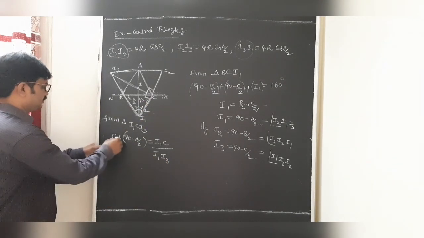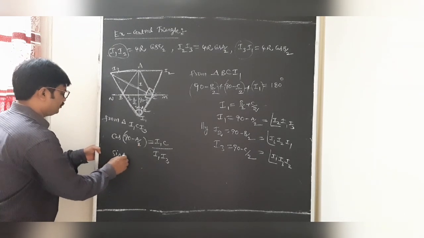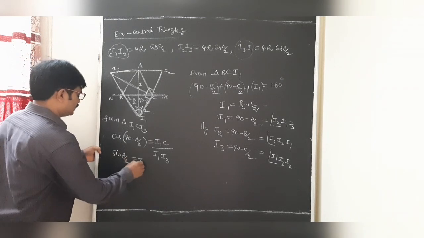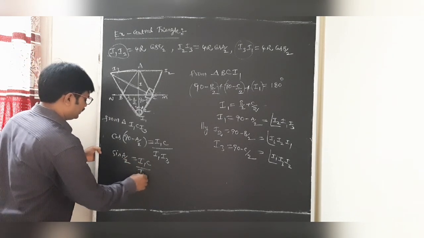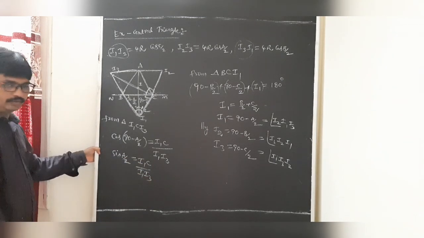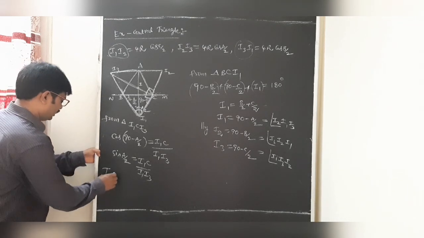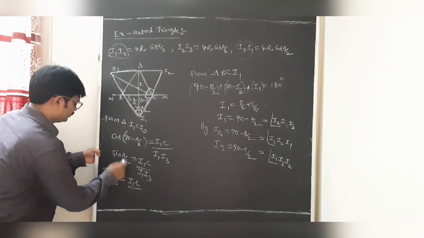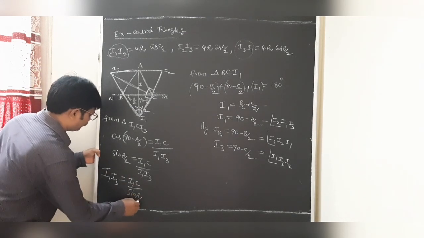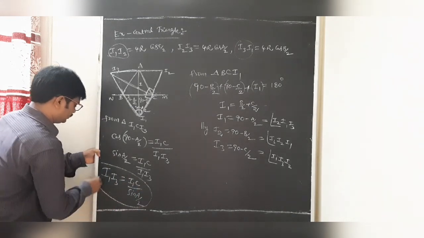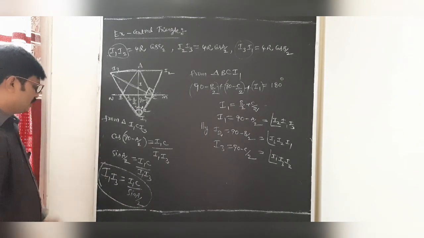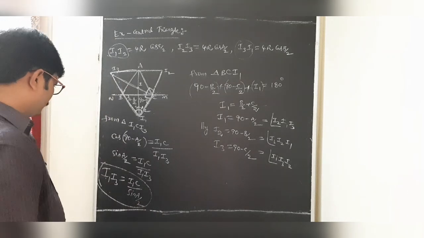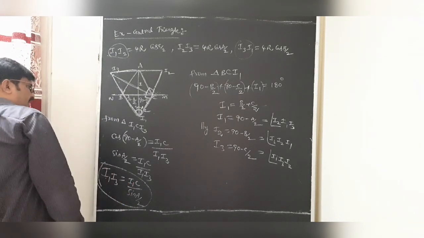From this information, cos 90 minus theta is sin theta, so this is sine of A by 2. So this is I1C by I1 I3. My dear students, we can write I1 I3 equal to I1C by sine of A by 2. Is it clear students? Now we find the value of I1C.